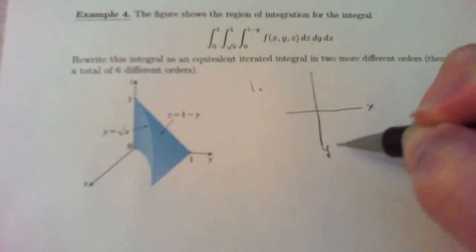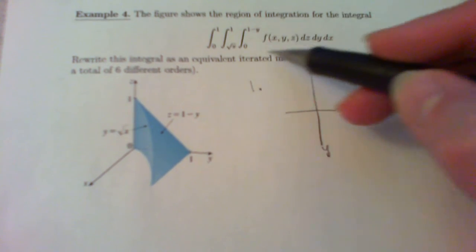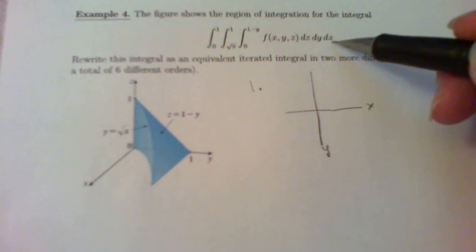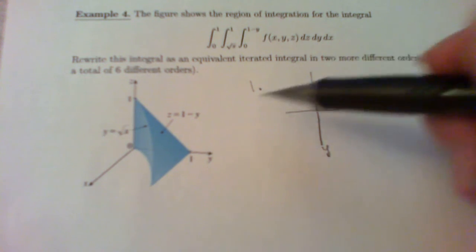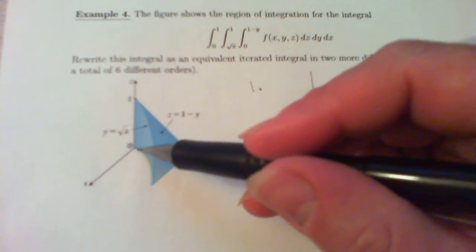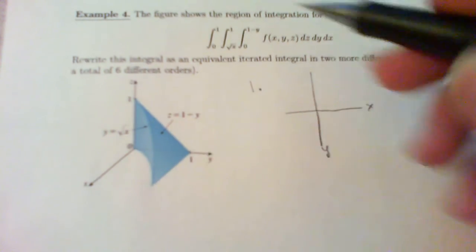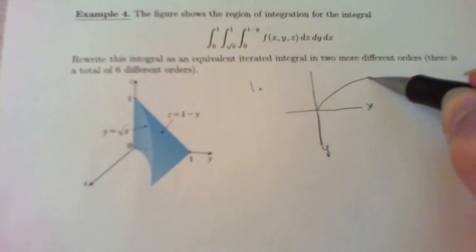On all of them, I'm going to leave z alone and do x and y. Now if I'm doing x and y, when I look at the projection onto the xy plane, you have that square root function.